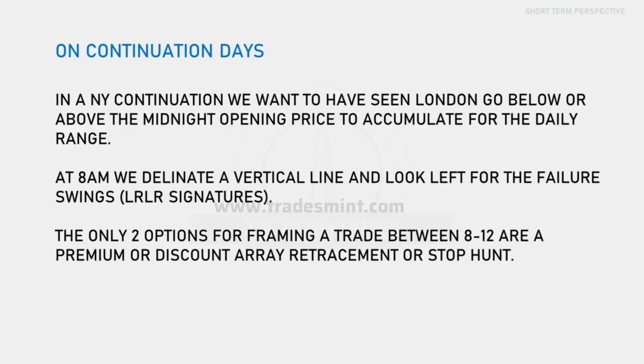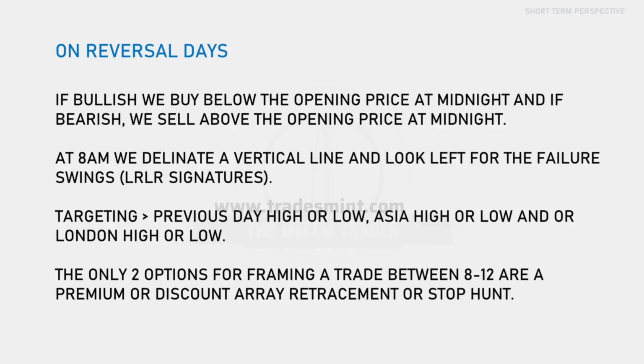So at 8 a.m. we delineate a vertical line, and when we look left for failure swings, right? Remember back into the core concepts, we've got those LR signatures, low resistance liquidity runs, right? Failure swings, equal highs, equal lows, trend line, and all that kind of stuff. The only two options for framing a trade between 8 and 12 are premium or discount array retracements or stop hunts. So on reversal days, if we are bullish, we want to buy below the opening price at midnight, right? And if we are bearish, we want to sell above the midnight opening price.